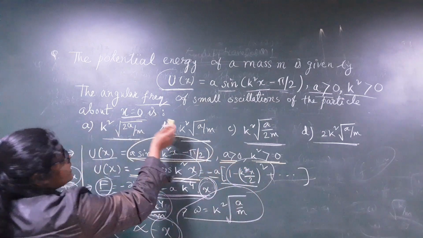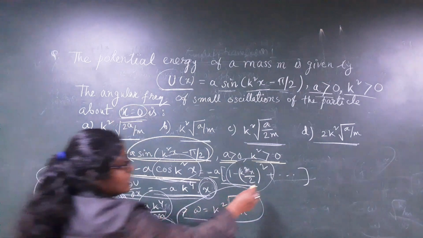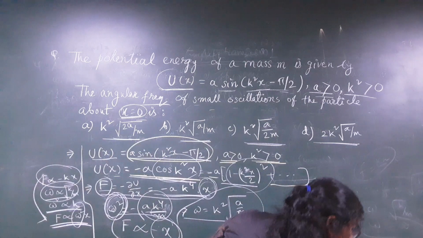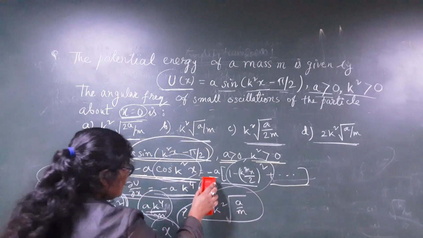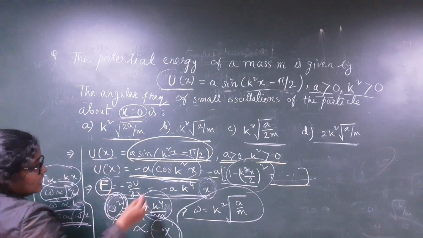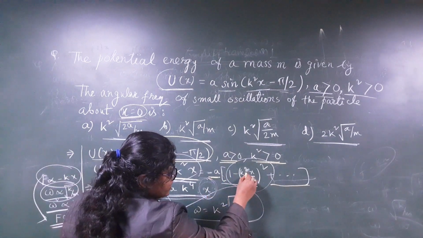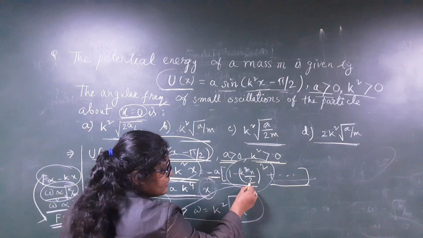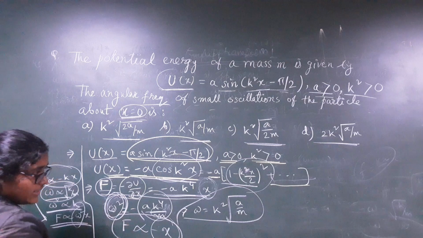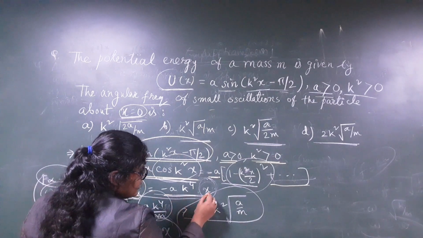Since this is for the angular frequency of small oscillation about x equals 0, we can neglect the higher order terms of x. So let me clean it first so that you can understand it. What we get here is U equals minus A into 1 minus k⁴x² divided by 4. We can write F equals minus ∂U/∂x, so we get minus ∂U/∂x as minus A k⁴ into x.